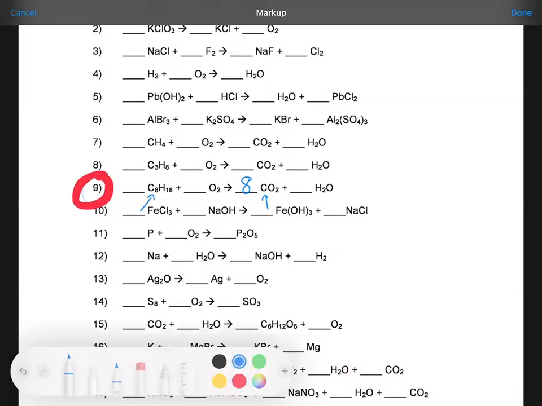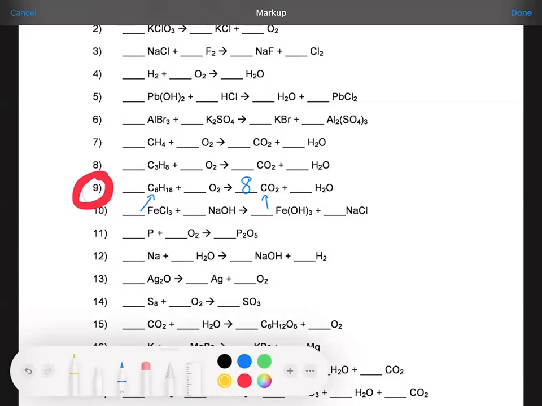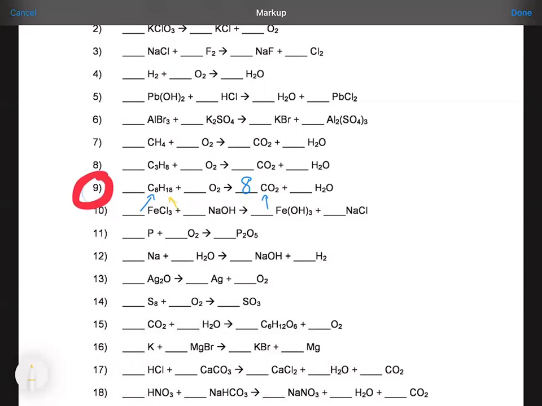And then if you look at the hydrogens, that's the second thing you can have a look at. The hydrogens there are 18 and the hydrogens there are 2. So there's 18 in the first molecule and there's 2 in the second one. So what can I multiply the waters by to get to 18? 9. Correct, so I can put a 9 there. And that sort of takes care of the carbon and the hydrogen.